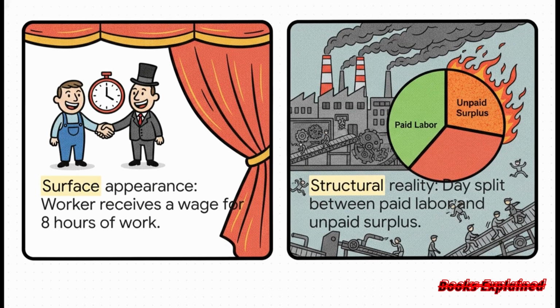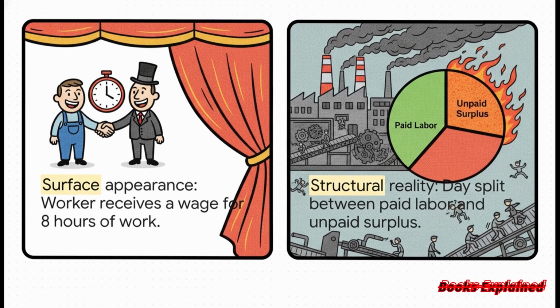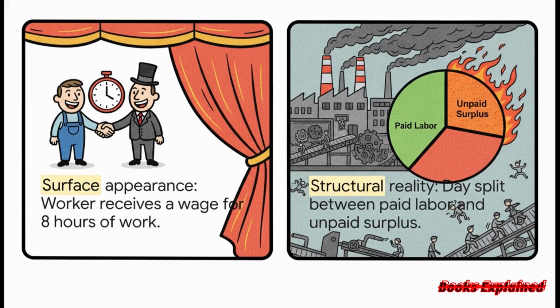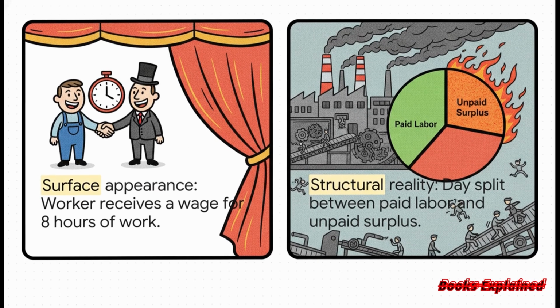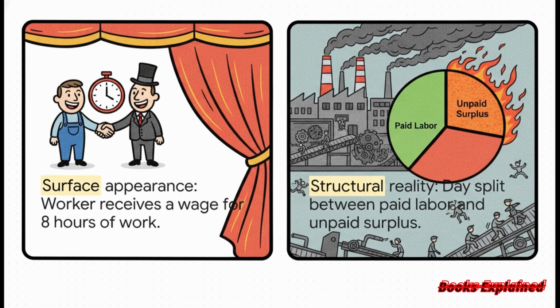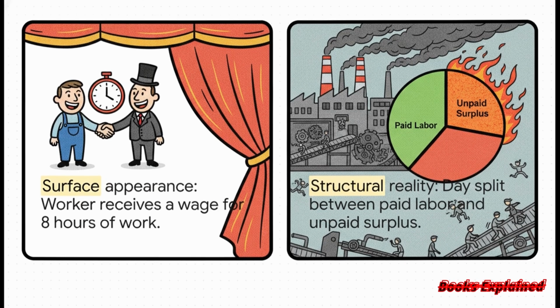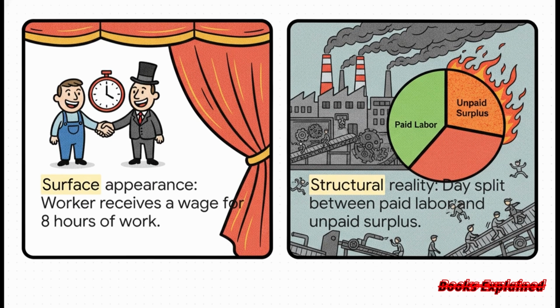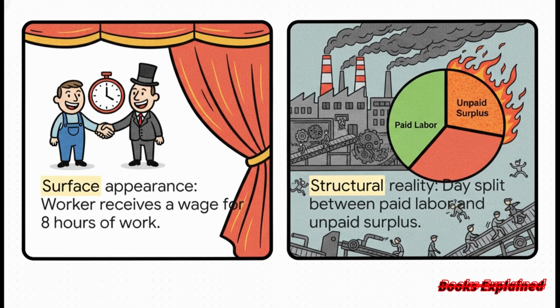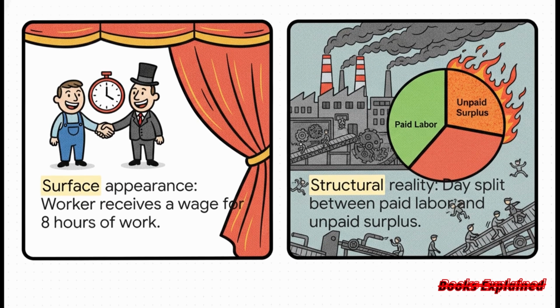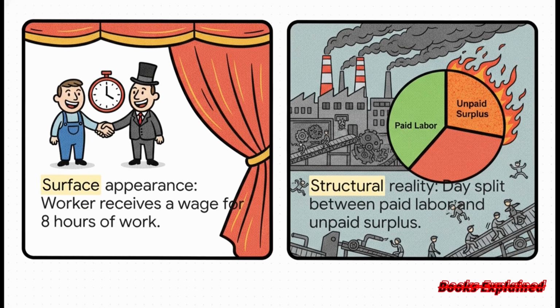This brings us to a huge recurring motif in Marx's work: illusion versus reality. On the surface, out there in the market, it all looks like a perfectly fair trade. The worker gets a wage for an 8-hour day. It genuinely looks like all labor is paid. But the structural reality hidden behind those factory doors is that the wage system perfectly masks the fact that a large portion of the day is essentially unpaid surplus labor.